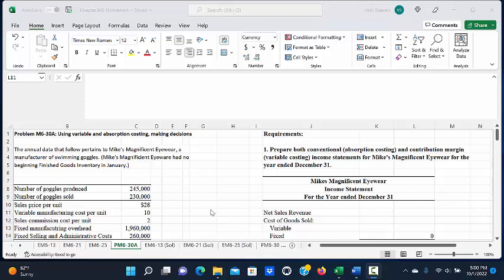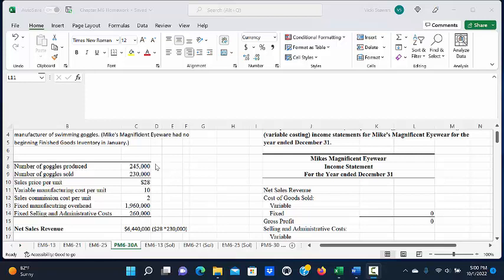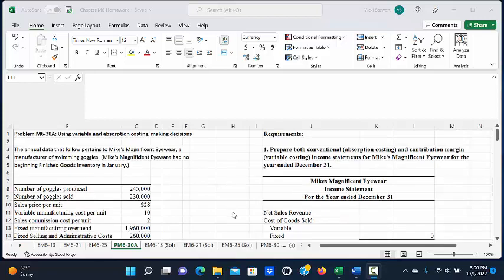This is a demonstration of problem M630A using variable and absorption costing, making decisions. The annual data that follow pertains to Mike's Magnificent Eyewear, a manufacturer of swimming goggles. The problem states that Mike's Magnificent Eyewear had no beginning finished goods inventory in January, but it gives us the number of goggles that were produced and sold, the sales price per unit, variable manufacturing cost per unit, sales commission cost per unit, and the fixed manufacturing overhead and fixed selling and administrative costs.